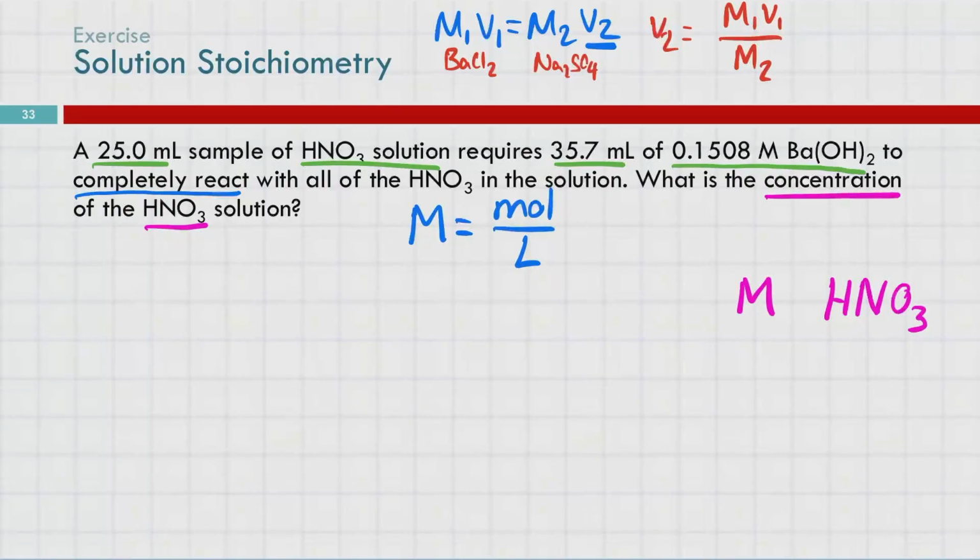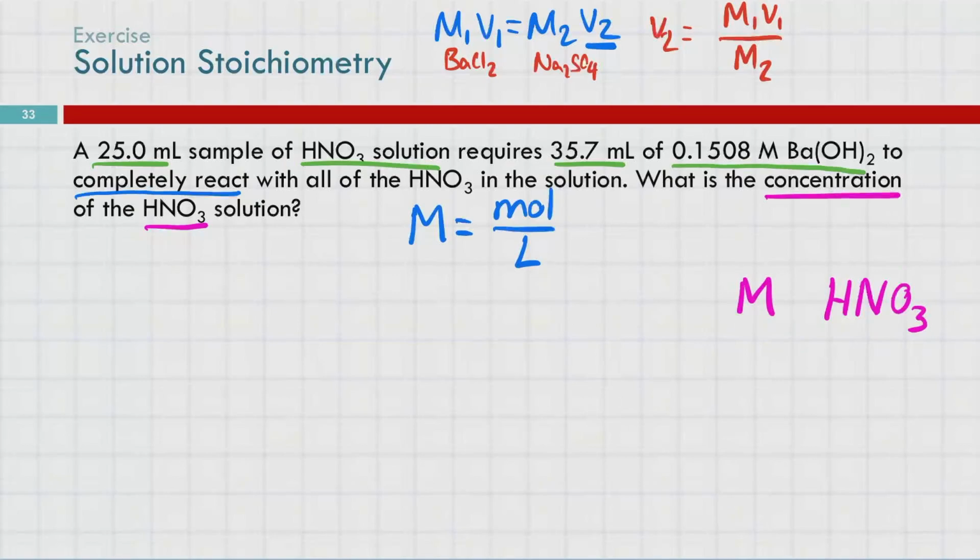So moles per liter. You can use this like a density equation, so you can find whatever you're looking for, any of these three variables, if you have the other two. Or you can use this to turn capital M into moles over liters. That's how I prefer to do it. You're welcome to do it either way. So we're trying to find the molarity of HNO3.